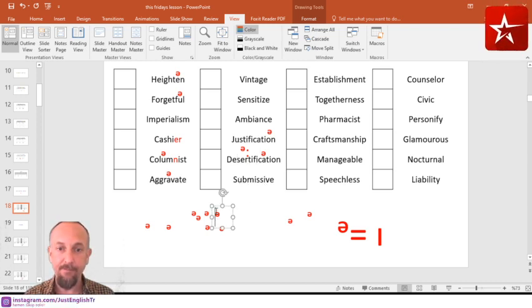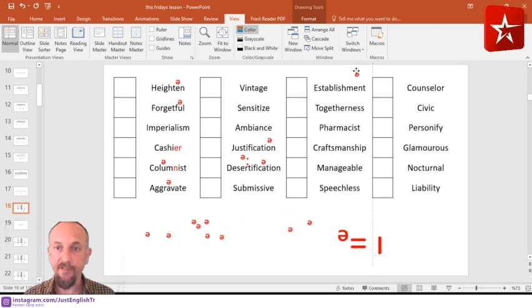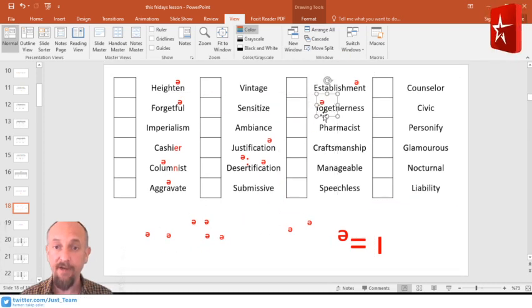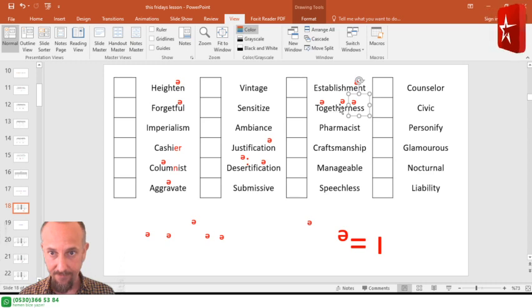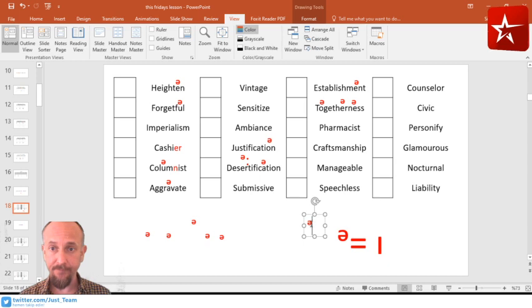Submissive doesn't have any. Establishment has one over here, and here we can actually have two. Together. Got another one there, and we have another one here. Actually has three. We could say togetherness, but it's togetherness. We have three of those sounds there.